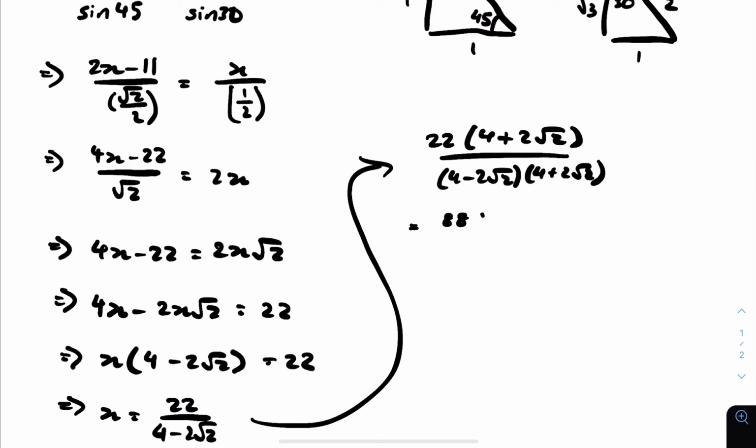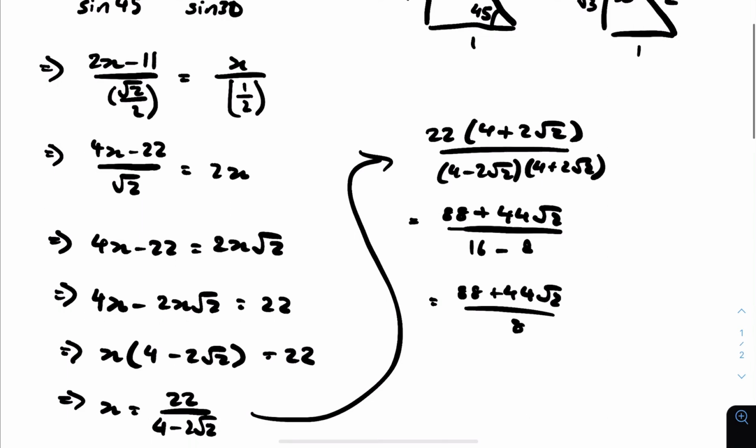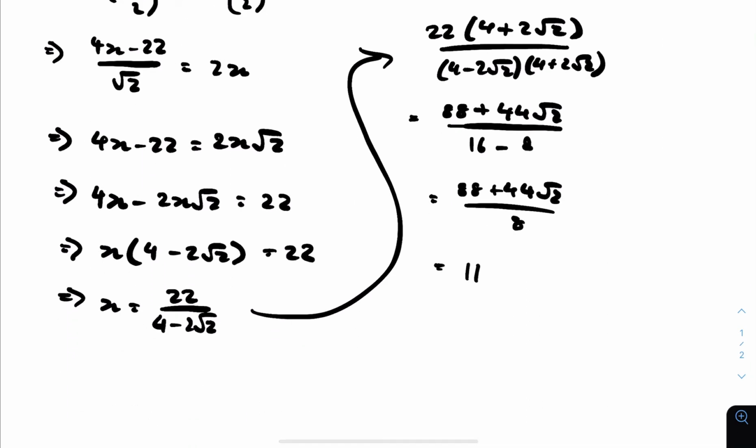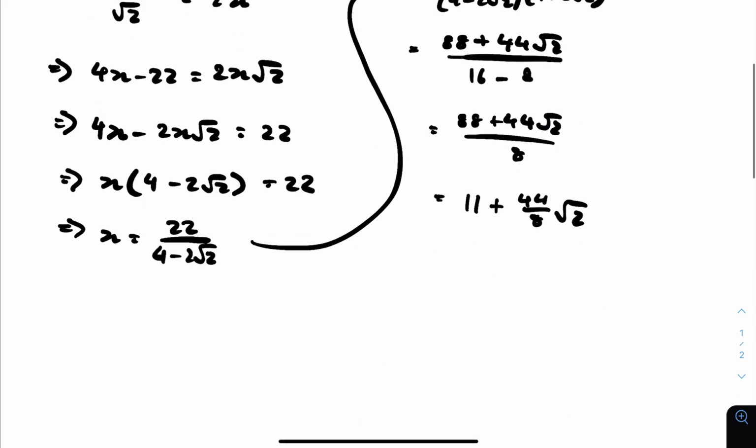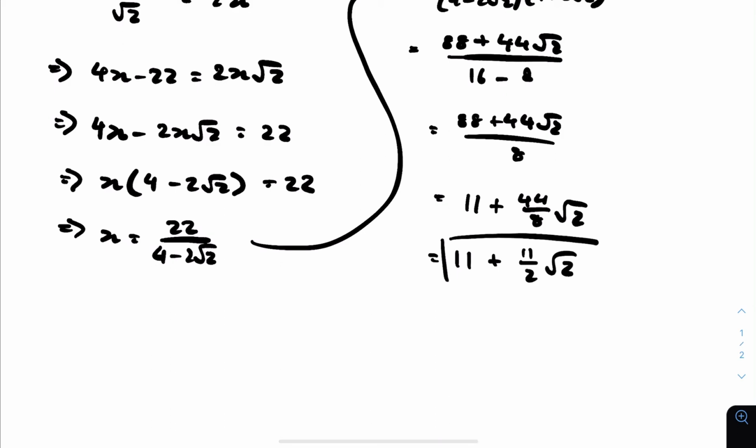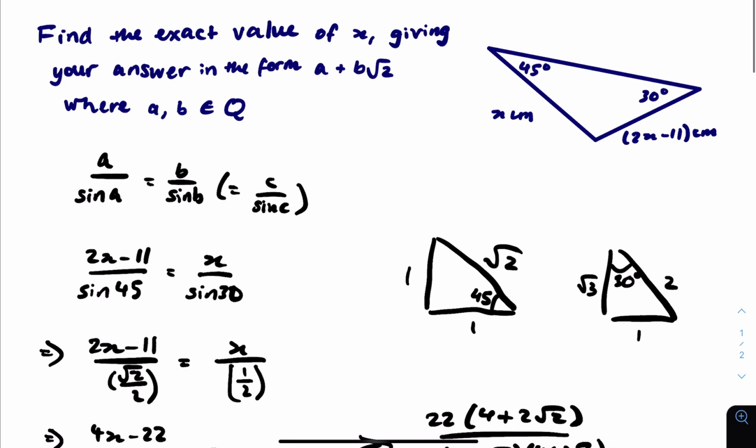So that gives us 88 plus 44 root 2 over, and then if we simplify this down, we get 16 minus 8, which is equal to 88 plus 44 root 2 over 8, which is 11 plus, and then 44 over 8 root 2, which is equal to 11 plus, then both sides can divide by 4, so we get 11 over 2 root 2. So that's the answer in centimeters in the form they're required. So A is equal to 11 and B is equal to 11 over 2.